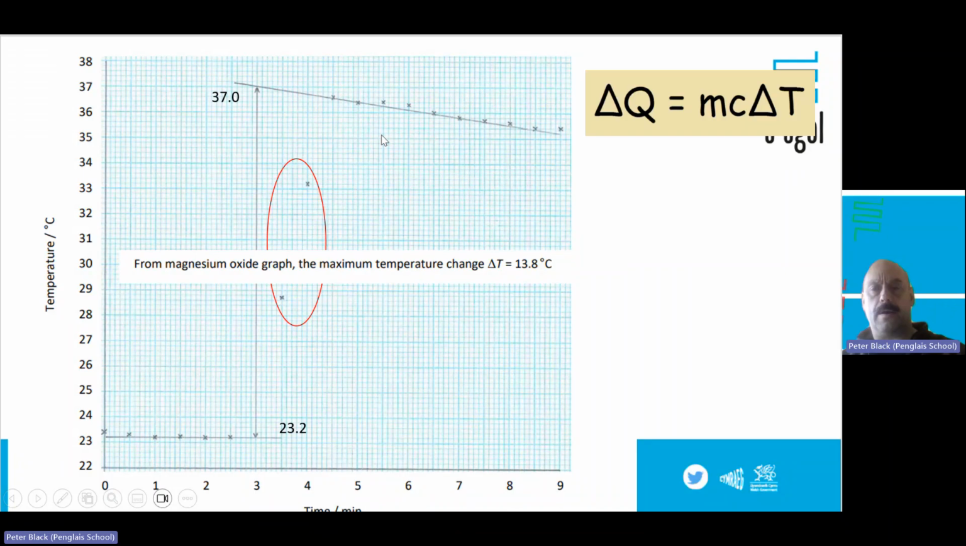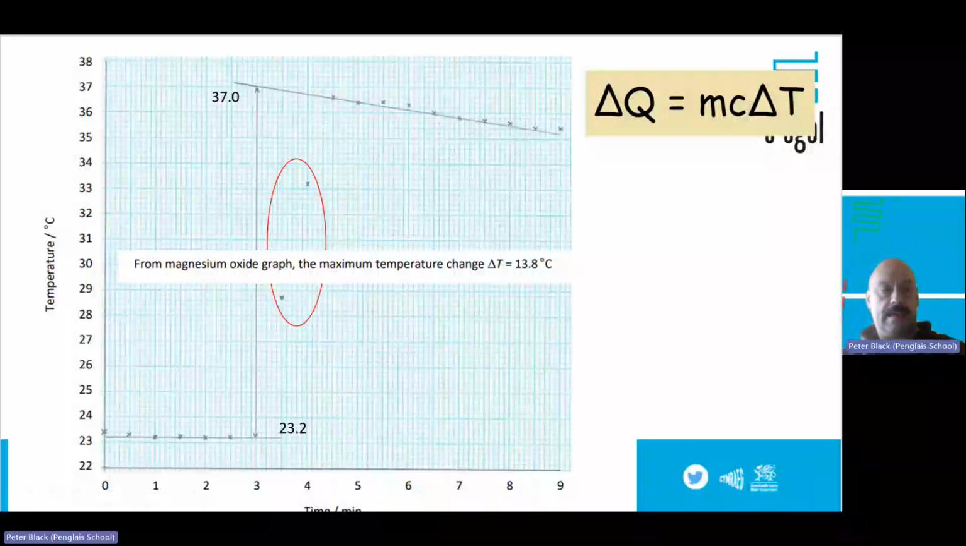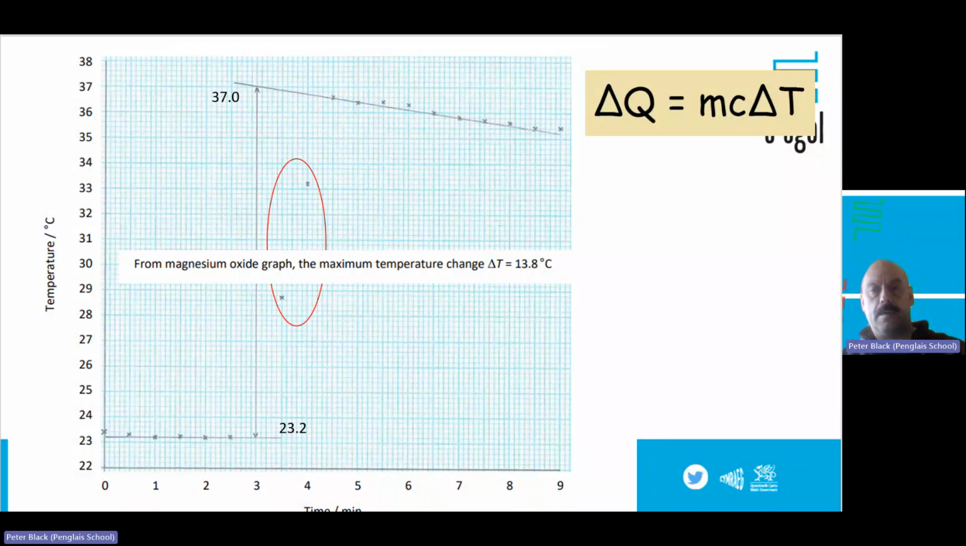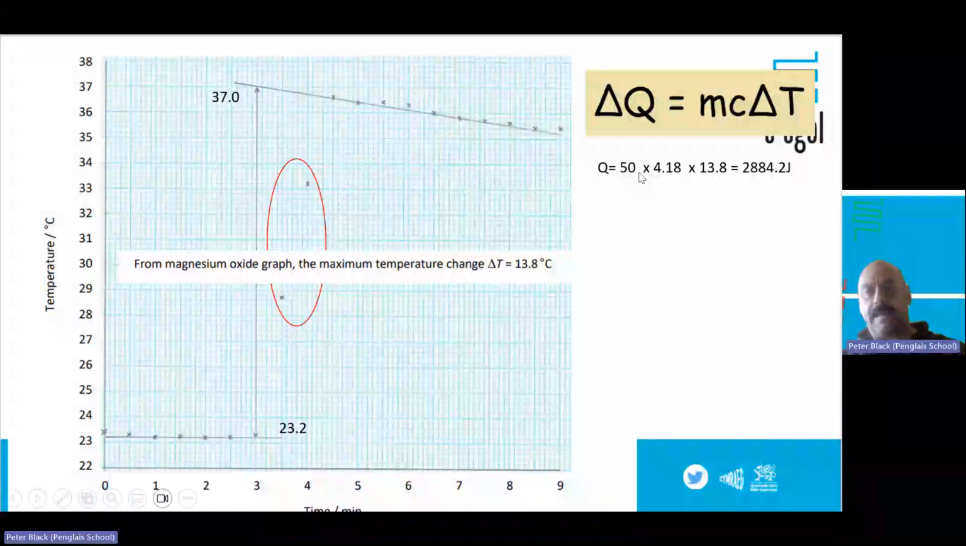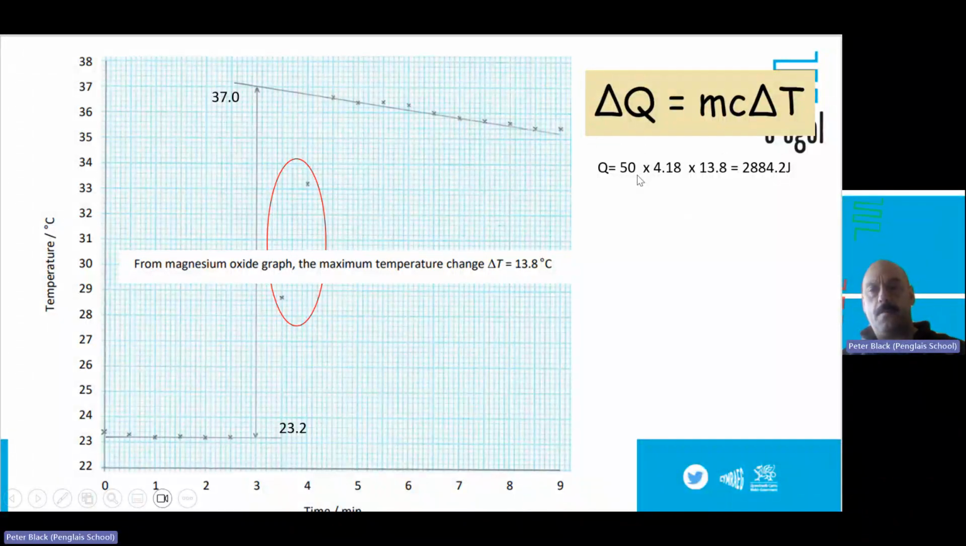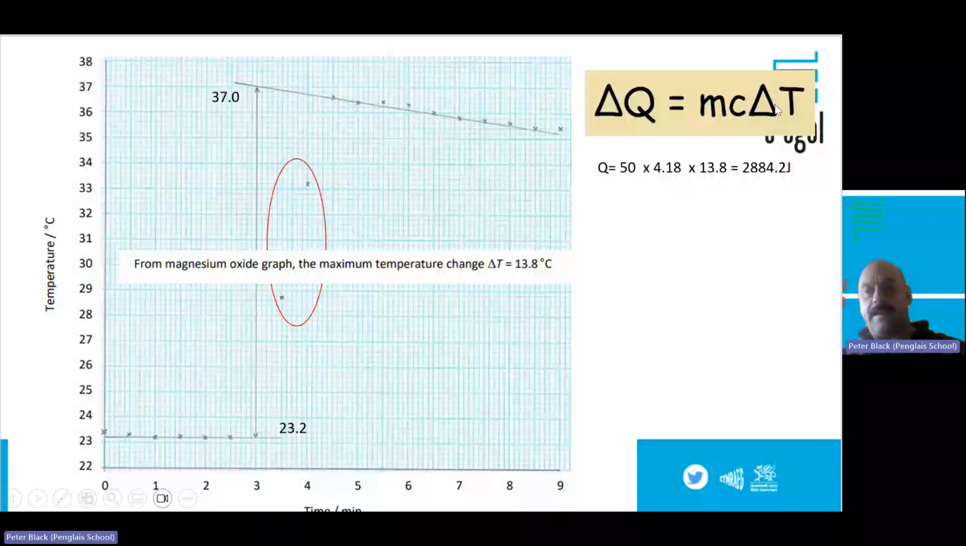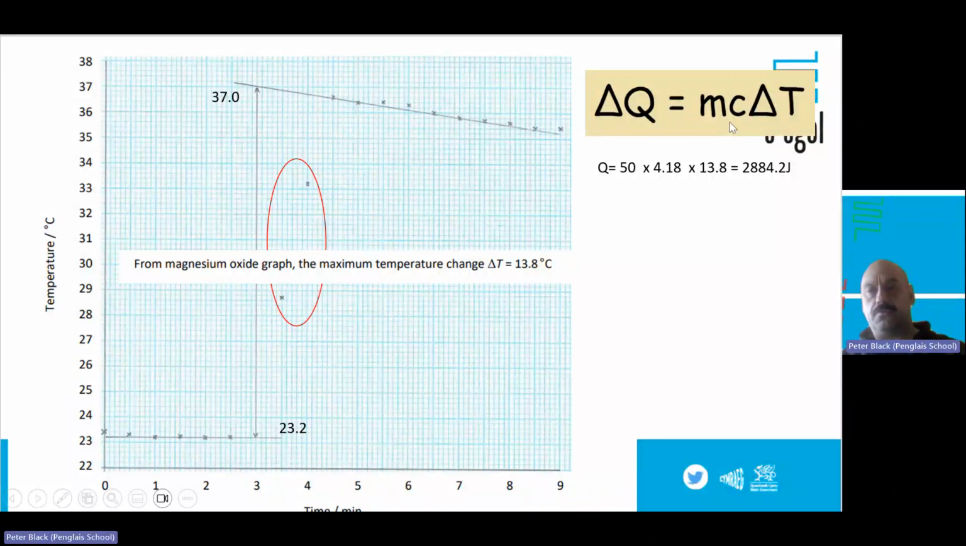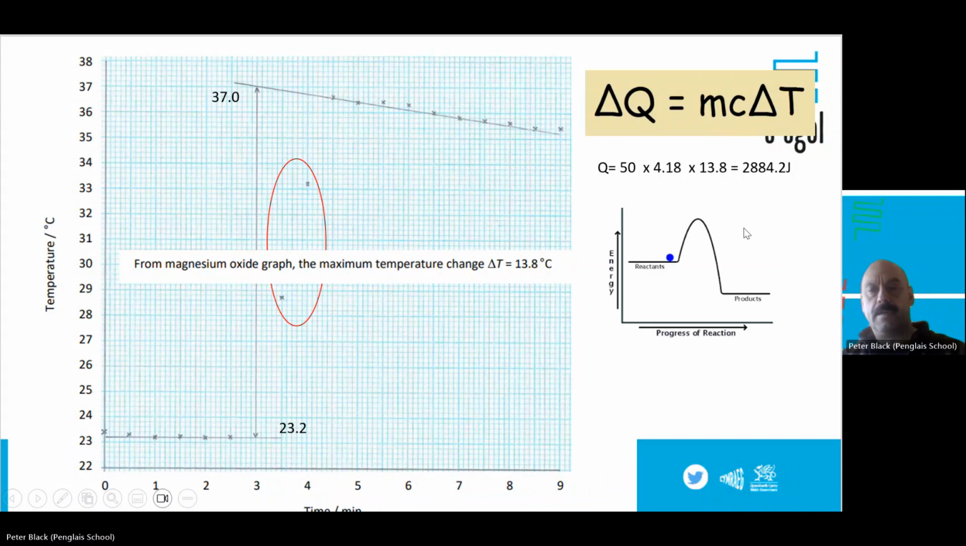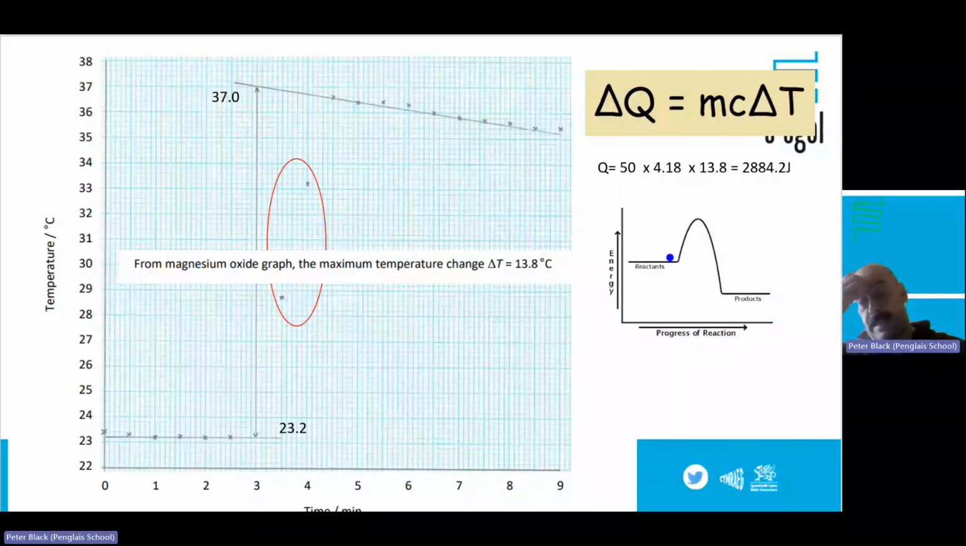So next we go to our calculation. We're going to work out the change in heat energy of the water. So the 50, remember, is the volume of the hydrochloric acid. The 4.18 is the heat capacity, and our delta T is our accurate temperature change. And that gives us a value of 2,884.2 joules. In joules, by the way, because heat capacity, if you notice on your data sheet, is in joules per gram Kelvin.